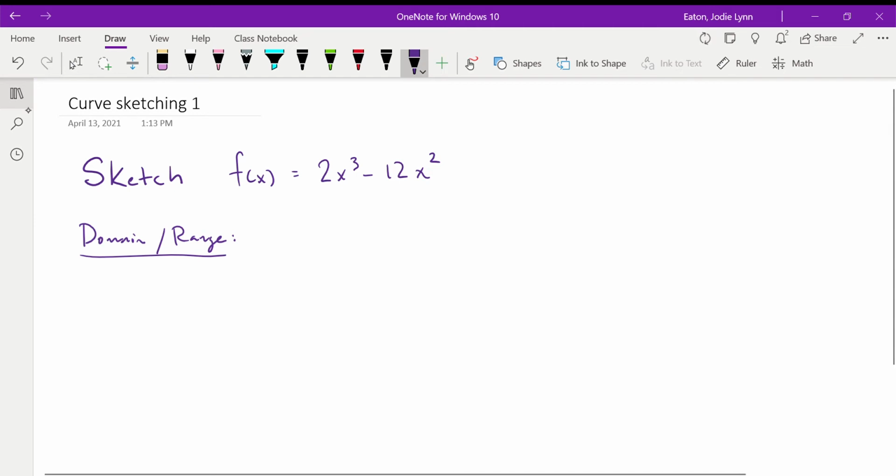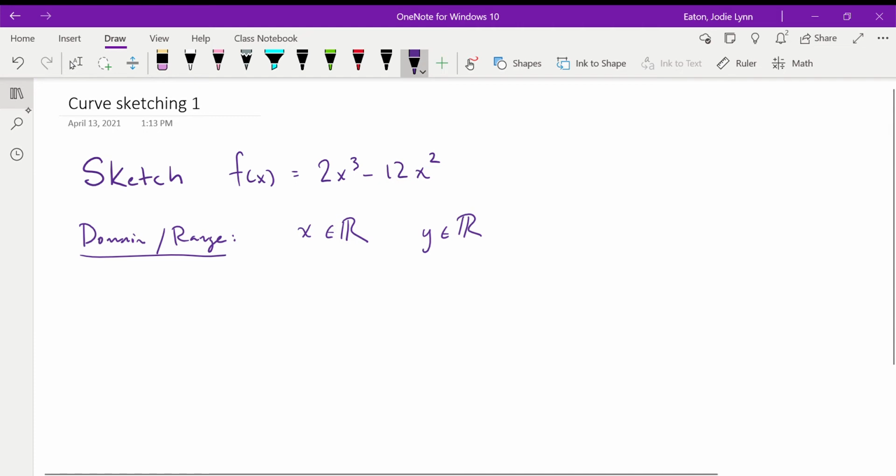This is a polynomial, so the domain, x is all real numbers. It's a cubic polynomial, so that means that y is also an element of all real numbers. There's no maximum or minimum value. If you have an even degree polynomial, you will have some maximum or minimum value, depending on which one. Odd degree polynomials don't have a maximum or minimum value.